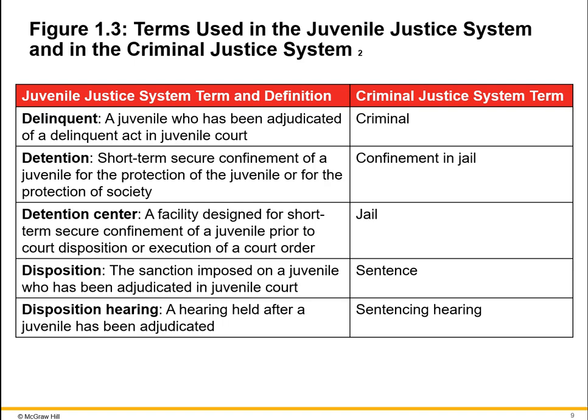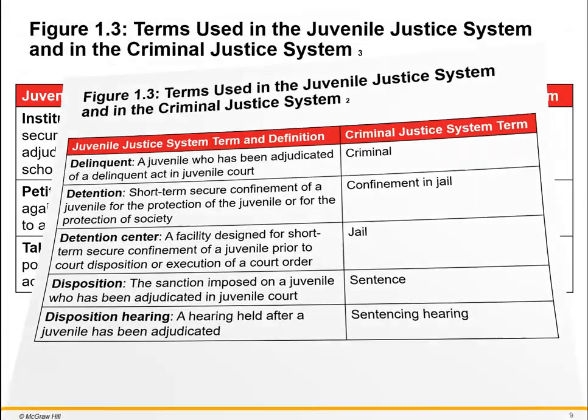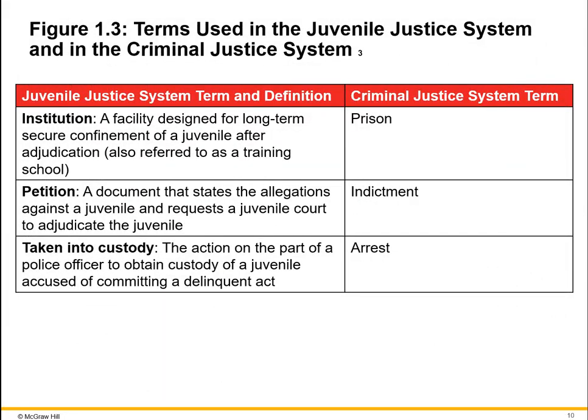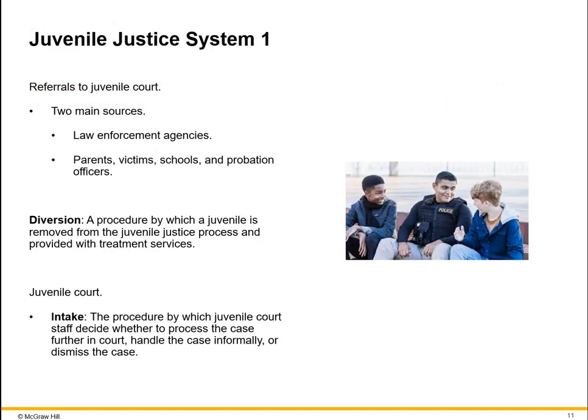As discussed, a disposition hearing is considered a sentencing hearing in adult court. An institution is a facility designed for long-term care for juveniles. A document that states the allegations against a juvenile is called a petition, and while we arrest adults, we take juveniles into custody. When we refer youths to juvenile court, we call it a petition. The main sources of petitions are law enforcement agencies, parents, victims, schools, and probation officers.